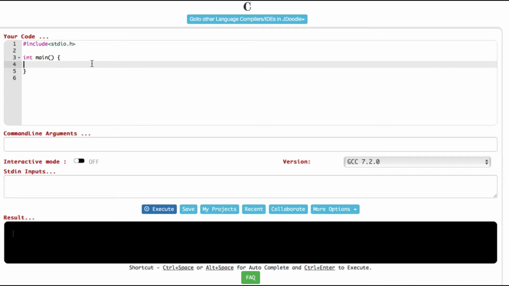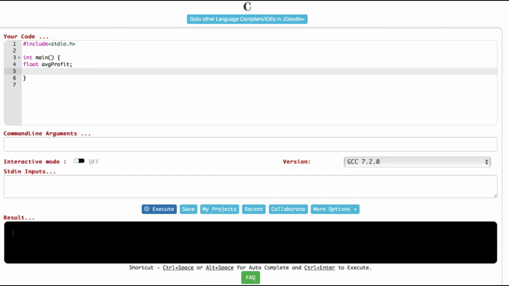Now first I'm going to introduce the float data type. So let's go ahead and create a float variable. In this one I'm going to put average profit. This is our purpose, this is what we are going to find out. Okay, average profit. Now the next thing is, since I'm trying to show you what typecasting is, I'm going to combine floats and integers together. First I introduced a float data type variable. Now I'm going to introduce another one, that is the integer data type. Now let's go ahead and do that.